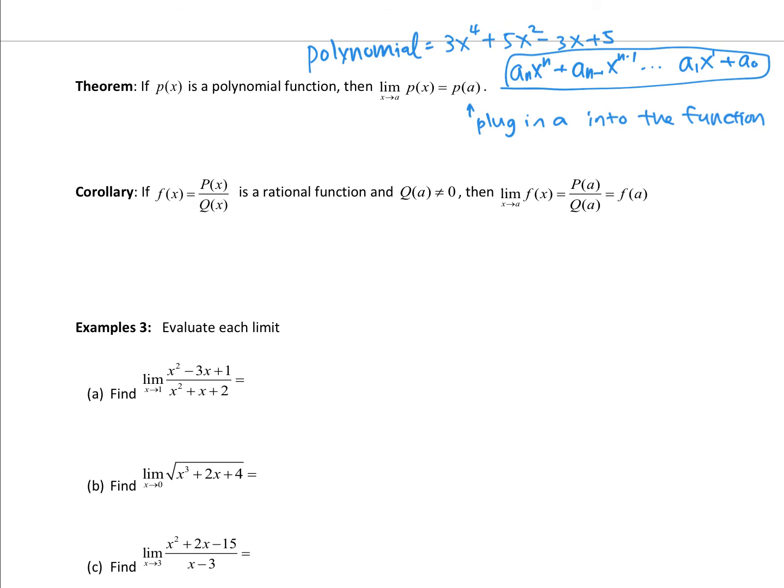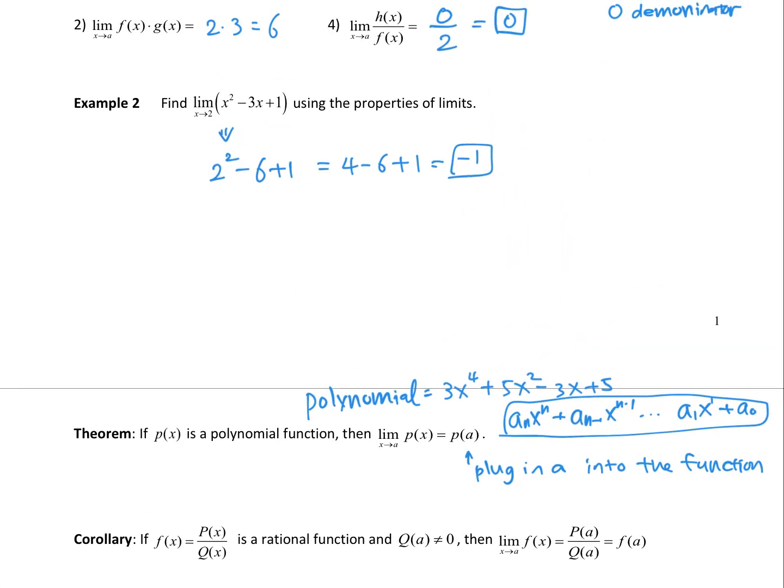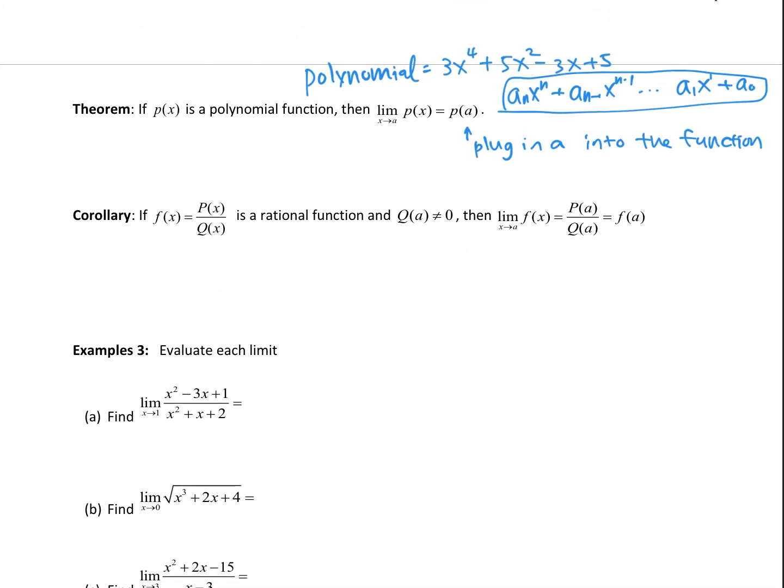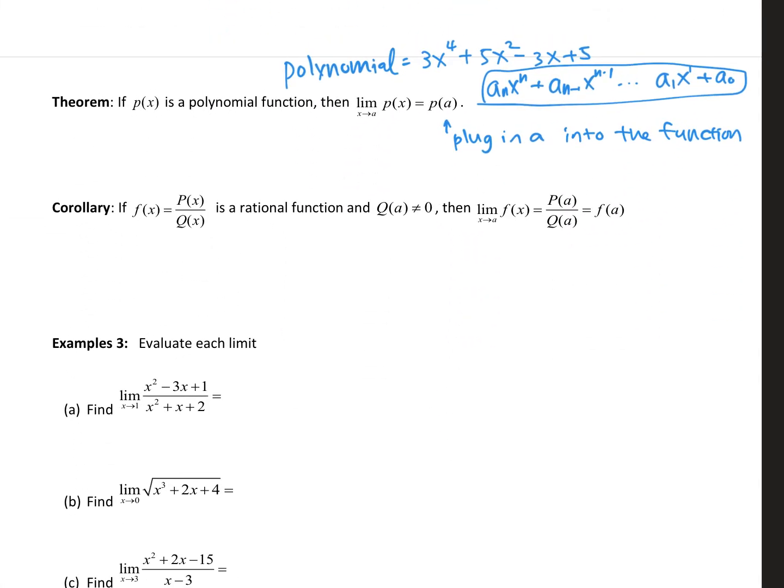So the previous example we looked at here is an example of a polynomial: x squared, and then a number times x, and then the number itself, right? Basically what it says is, if you have a polynomial and you have to calculate the limit, you can just plug that number into the function, right?